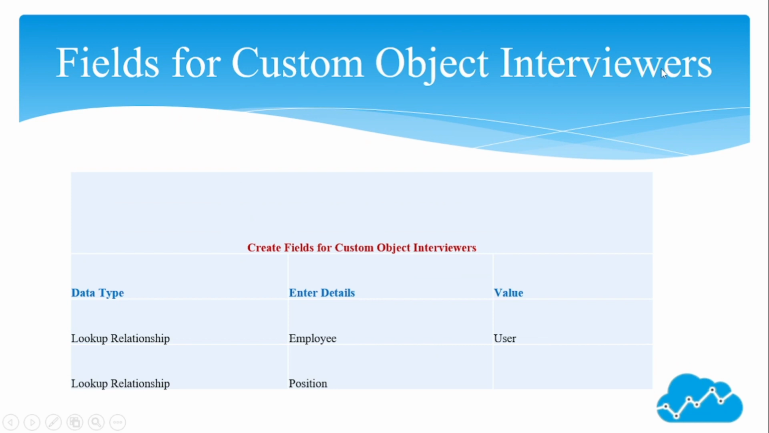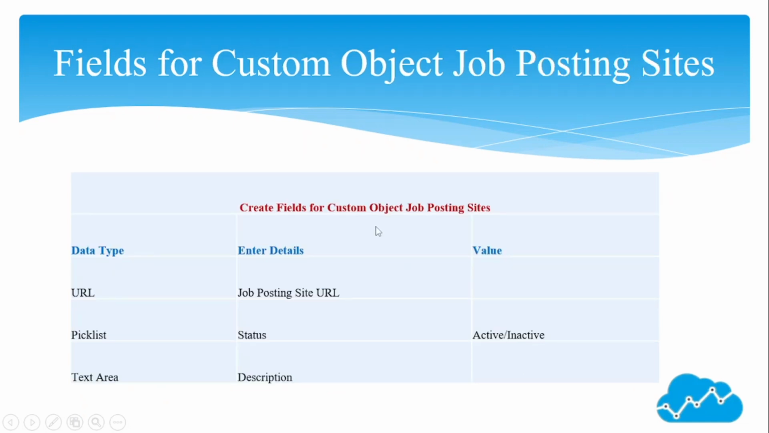Fields for custom object interviewers. So here I am taking the employee field lookup relationship, and position also lookup relationship. Fields for custom object job posting sites. So for job posting site URL I am taking the data type as URL. Status, taking the data type picklist, active or inactive. Description, taking the data type text area.